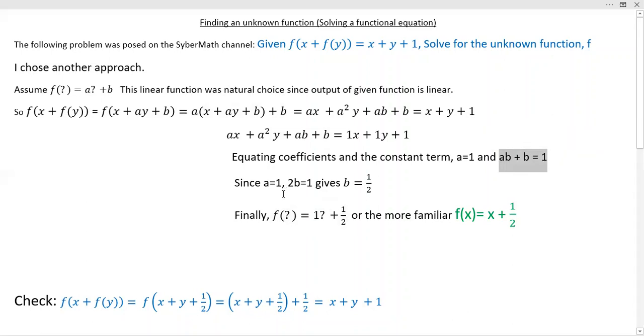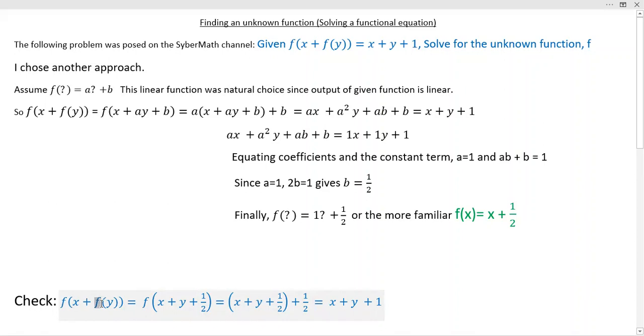So just like that, we get a equals 1 and b equals 1/2, which means if you take these values and put them into our parent function right here, you get exactly what you see here. Now this looks a little foreign to leave it that way, so I'm going to write it in the more familiar expression, x plus 1/2. All right, now the check is easier. Here's the check condition.